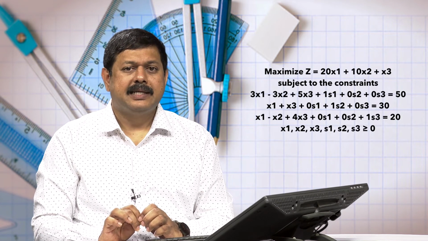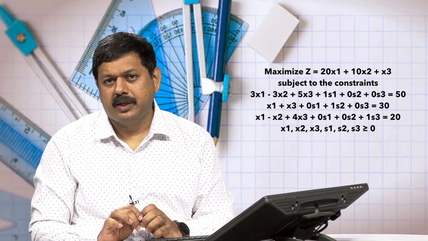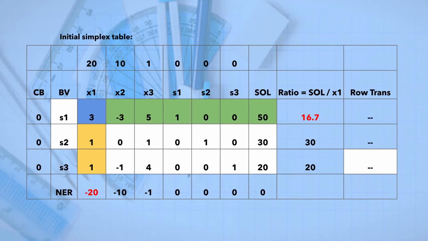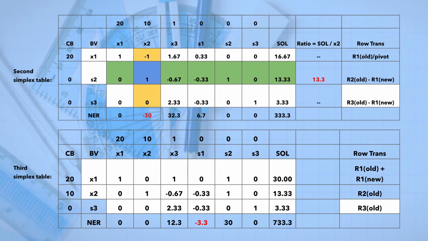Since s1, s2 and s3 are basic variables, setting the non-basic variables x1, x2 and x3 to 0, we get the initial simplex table. By continuing the iterations, we get the second and third simplex tables. Note that the simplex table is not optimum as there is one negative value in NER. This implies that s1 is the entering variable, but we cannot find the leaving variable as no ratio is eligible for finding the minimum ratio. Hence, this situation in the simplex table indicates that the solution is an unbounded solution.